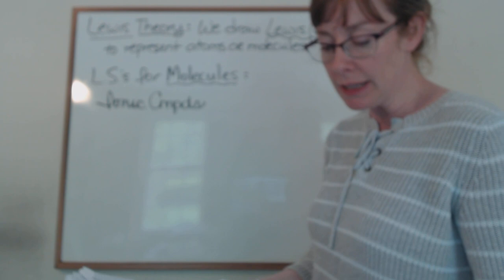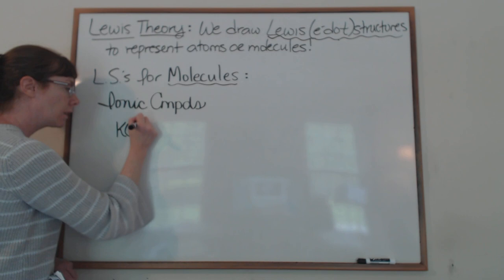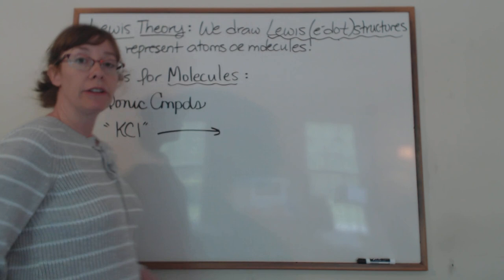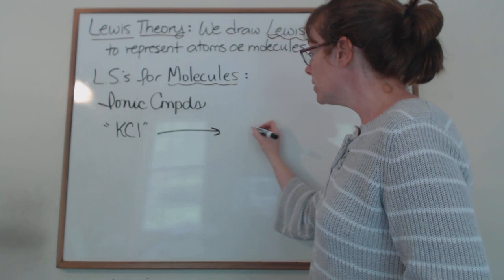Let's pick a really simple ionic compound, something like KCl, potassium chloride. Let's go ahead and apply Lewis theory to it. So we have KCl. Let's talk about the atoms and let's separate them first. Okay, so we've got K and we've got Cl.